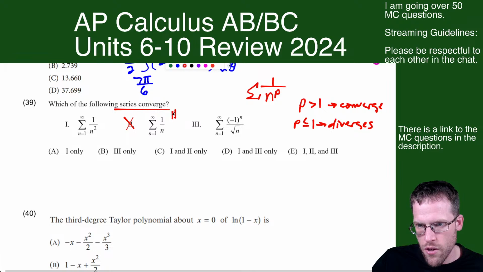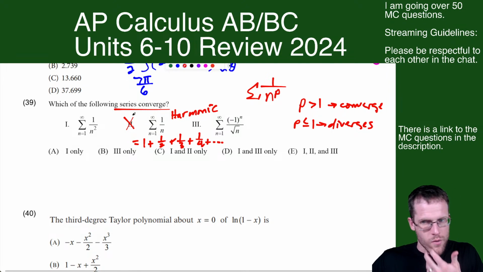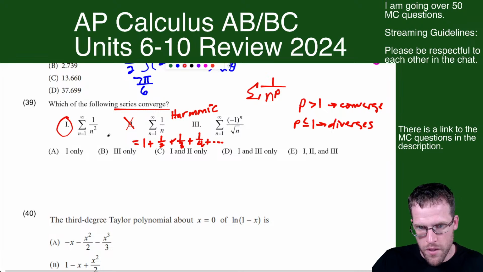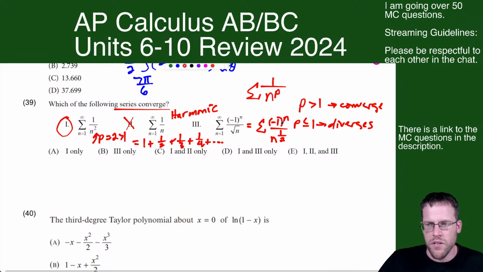You could also say, oh, that's the harmonic series, the famous series. If you expand this, that's 1 plus 1 over 2 plus 1 over 3 plus 1 over 4 plus and so on. That diverges. This one, P series, converges because p equals 2, which is greater than 1. This one is an alternating series, over n to the half. Some people might not be careful here and go, oh, P series, p less than 1, diverges.